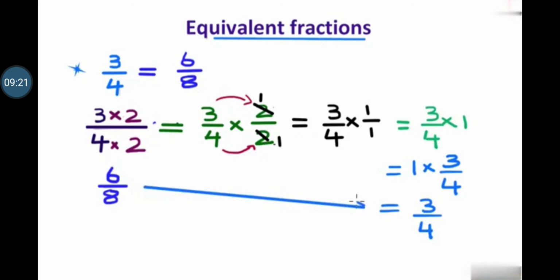Here you can see that if you want to change this equivalent fraction to this, it means you can divide, because 6 and 8 both are present in the same table, and that is the table of 2. So when we multiply the same number with the numerator and denominator, we get the same fraction.